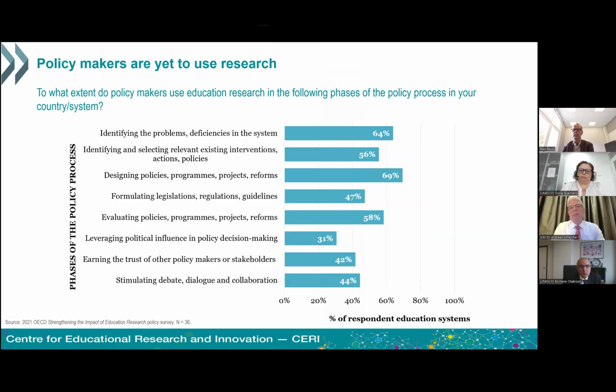Let me share some data, and some of that is quite concerning when you actually look at the extent to which policymakers use education research. They use it a lot to identify problems, deficiencies in the system. That's the first thing that you see when data show you when something is wrong. They use it to design policies, programs, projects, and reforms. But when you look one bar down, formulating legislation, regulation, guidelines, the bars get much lower. And then, leveraging political influence in policy decision-making.